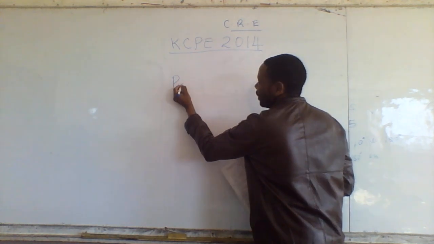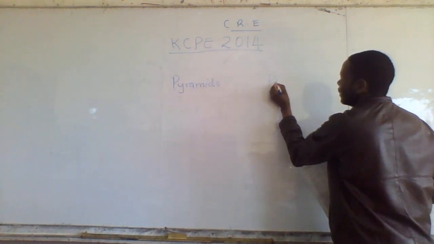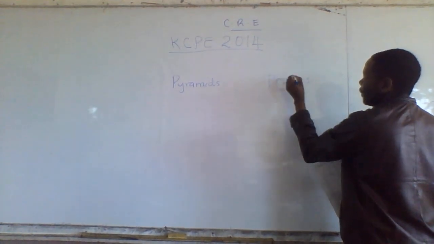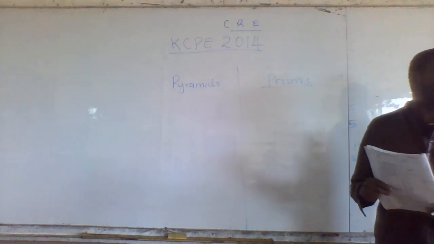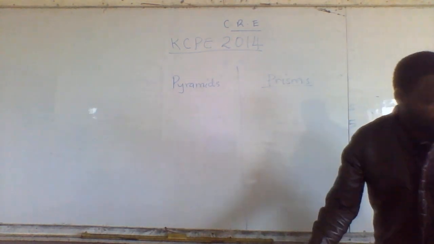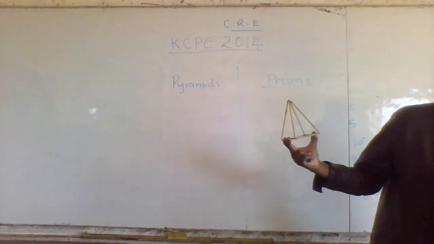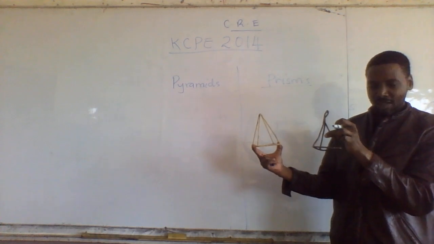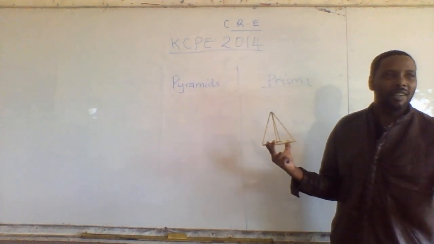We have pyramids and we have what? Prisms. I want to differentiate the two. To differentiate what? The two. Pyramids and prisms. Pyramids and what? Prisms. And my friend has brought me one of them. One of them is here. Another one is here. Another one is here.